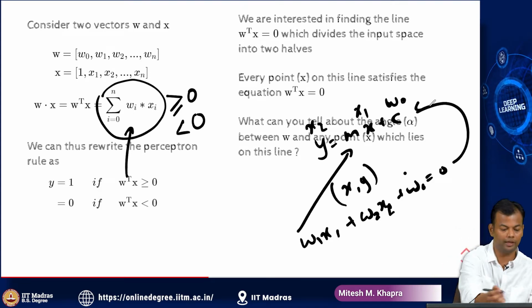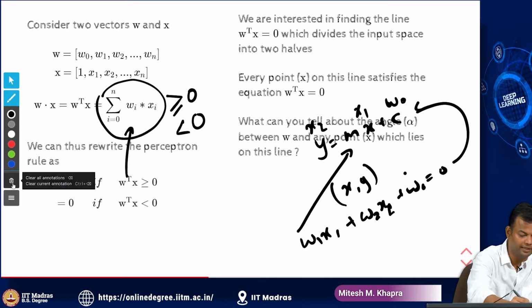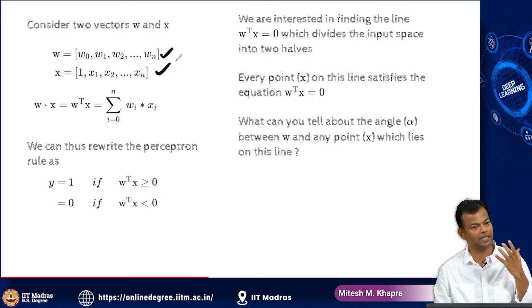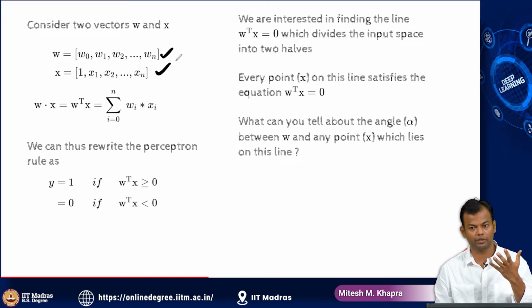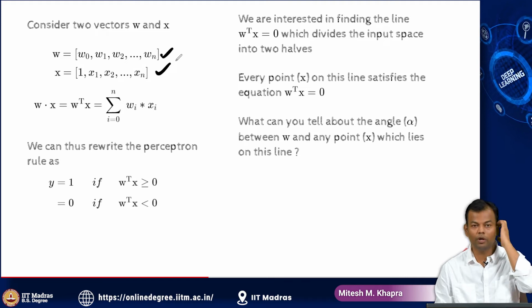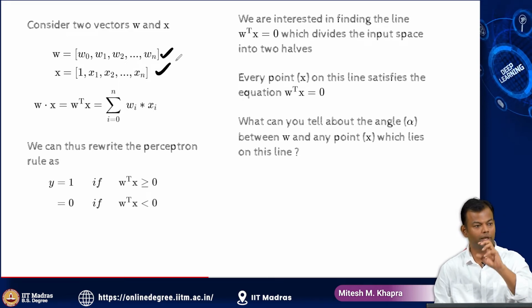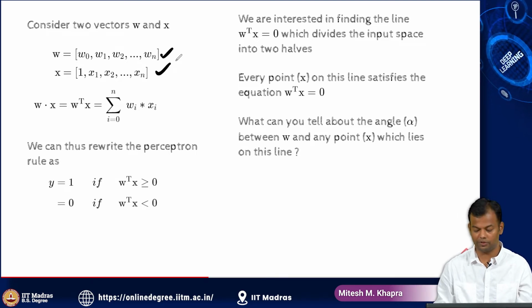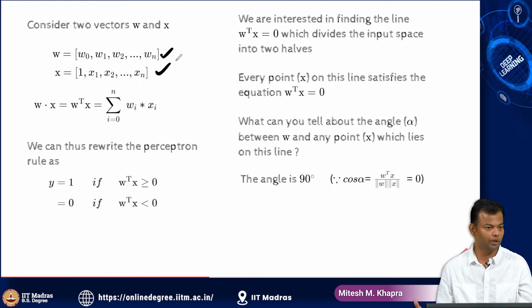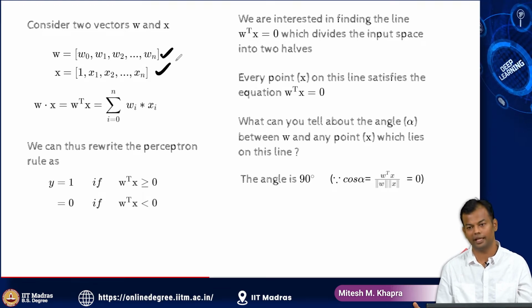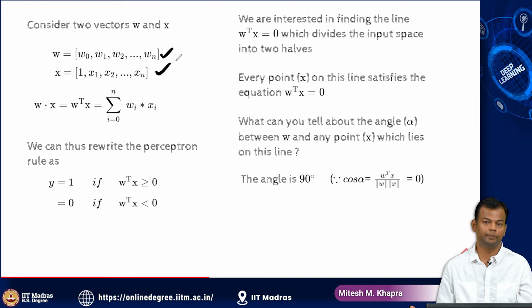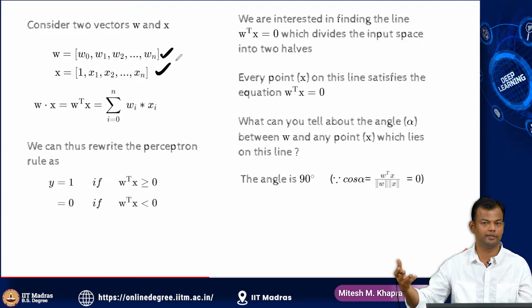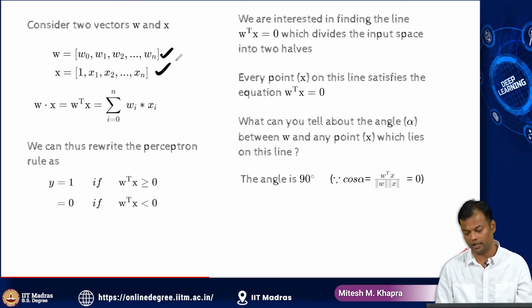First of all, we have to again realize that both x and w are vectors, and that's precisely what is defined here. So now I can ask this question. If any point which lies on this line satisfies this equation, what can you say about the angle between the point and the vector w? If it satisfies the equation w transpose x equal to 0, that means these two vectors are orthogonal. We know that from linear algebra. So the angle is going to be 90 degrees, because we know that cos of the angle is equal to this formula, and if w transpose x is 0, then the cos of the angle would be 0 and the angle would be 90 degrees, right.